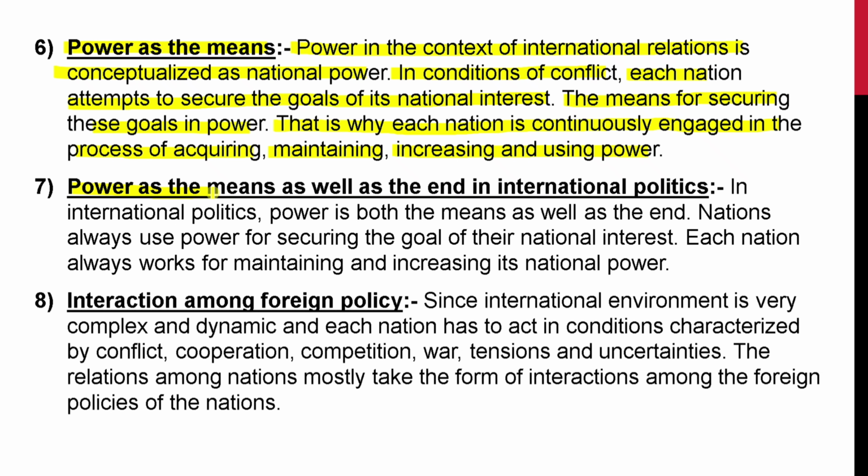Seventh is power as the means as well as the end in international politics. In international politics, power is both the means as well as the end. Nations always use power for securing the goal of their national interest. Each nation always works for maintaining and increasing its national power.